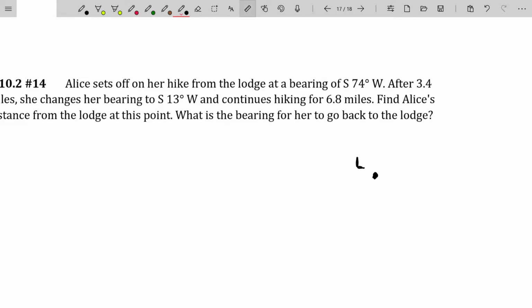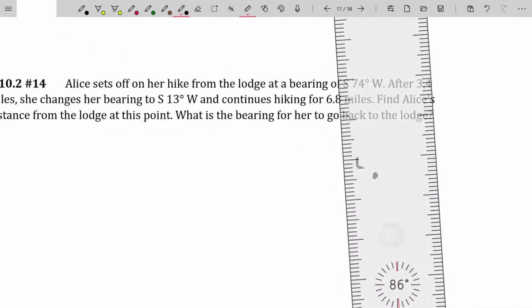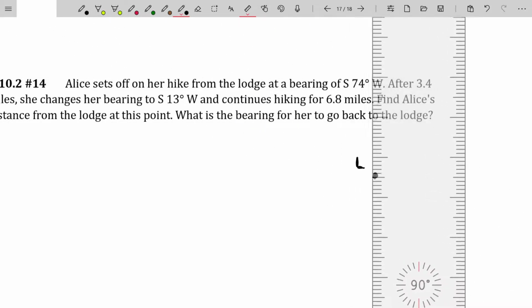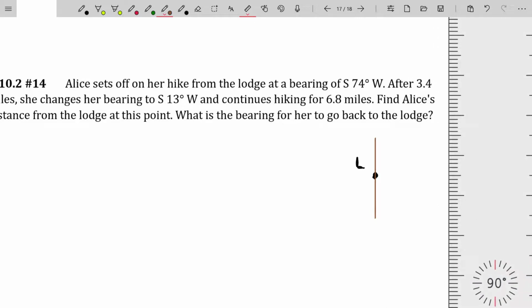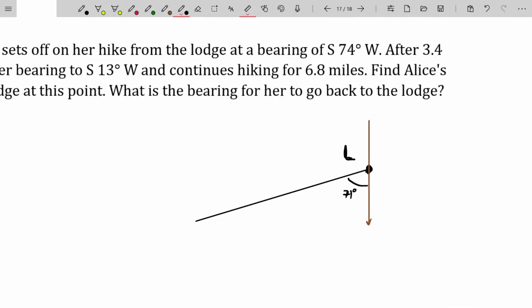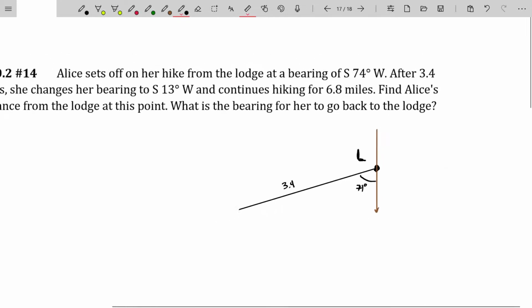And I'll draw in a vertical line so that we have our vertical line, right? So let me go ahead and do that. So the bearing problems and the heading problems, you still draw in vertical lines there for the north-south. It's very important that you do that. So from the lodge, she's going to face south and then turn through an angle of 74 degrees in the westerly direction. So there we have it. She's facing south, turned by 74 degrees in the westerly direction, and she hikes for 3.4 miles in that direction. This will not be to scale, by the way.